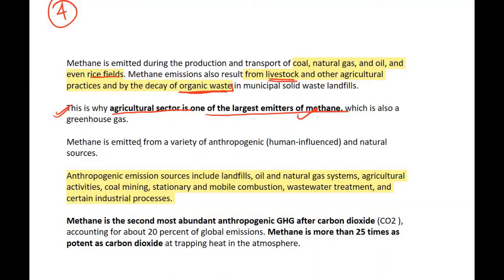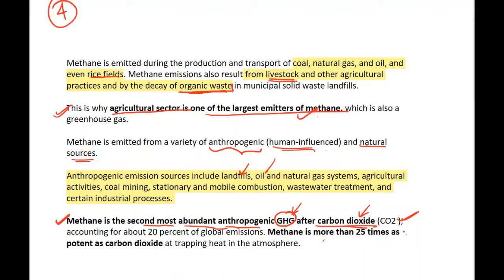Remember this, right? Now, methane का जो emission है, that can be through anthropogenic sources, यानी कि human influence sources, या फिर natural sources also, right? Anthropogenic emissions की अगर हम बात करें, anthropogenic emissions include landfills, oil and natural gas systems, agricultural activities, coal mining, stationary and mobile combustion, wastewater treatment, and certain industrial processes. Methane is the second most abundant anthropogenic greenhouse gas after carbon dioxide. Remember this thing. सबसे abundant कौन सा है? Carbon dioxide as far as greenhouse gases are concerned. So methane is the second most abundant anthropogenic greenhouse gas, and it accounts for 20% of the global emissions.